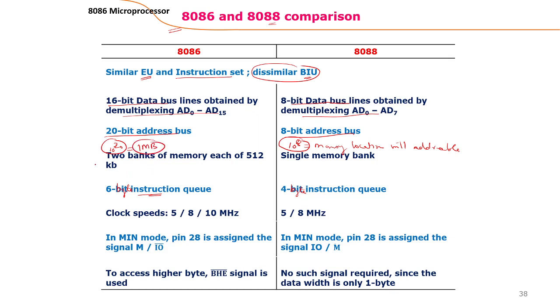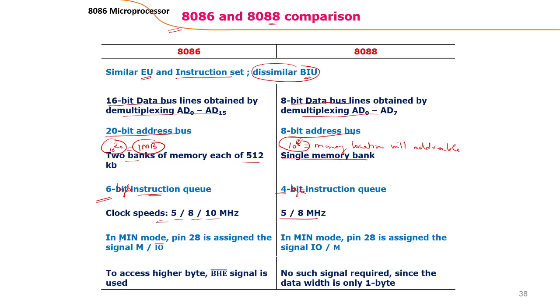Here, this 1 MB memory is basically divided into two banks: one is 512 KB, another one is 512 KB. But in case of 8088, a single memory bank is there, of 1 MB. And besides the 6-byte and 4-byte instruction queues, the clock speeds are 5, 8, and 10 megahertz for 8086, while 8088 has 5 and 8 megahertz only.